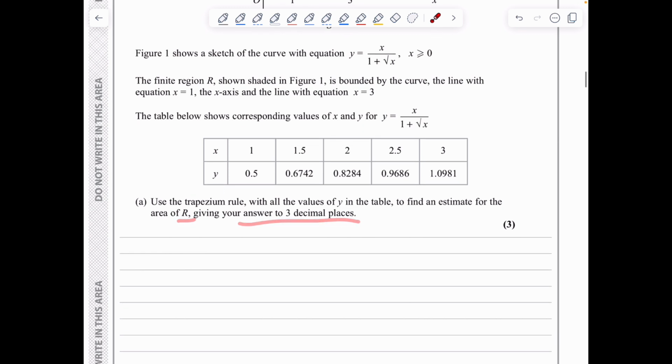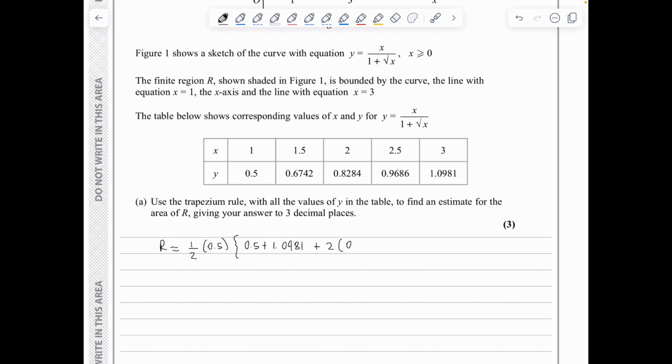So the trapezium rule says that the area can be estimated by a half times the height of the trapezia, which is the difference between two consecutive values of x. So in our case, that's going to be 0.5. And then we've got the first and the last y values once. So 0.5 plus 1.0981. And all intermediate values twice.